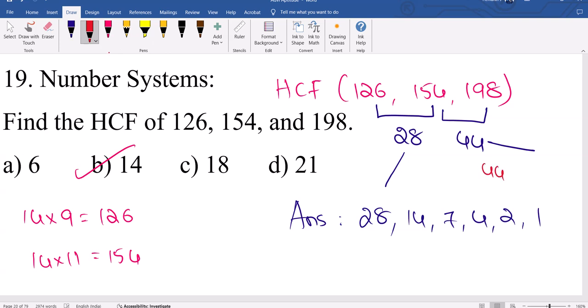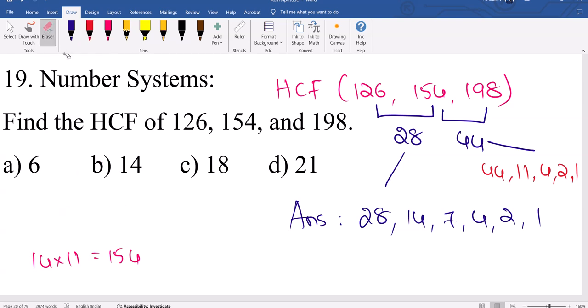It can be 44. It can be 11. It can be 4. It can be 2. It can be 1. So common is 4 only in both. Here 26 is there, which is not 4 multiple. Answer is 2 here. It's not 14 as well. Answer is 2. Answer is simple 2.